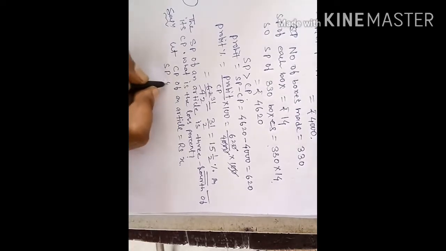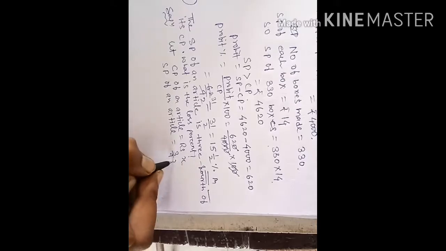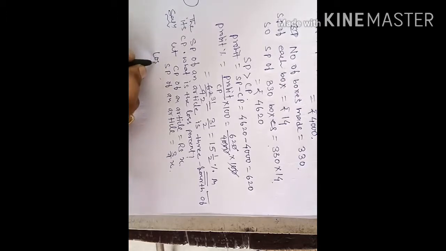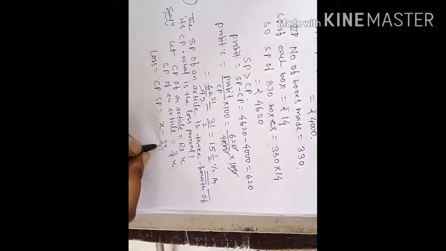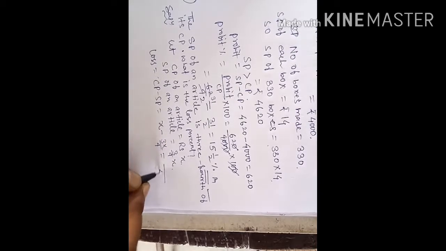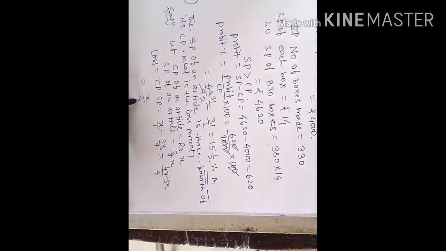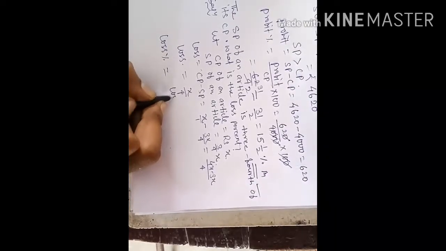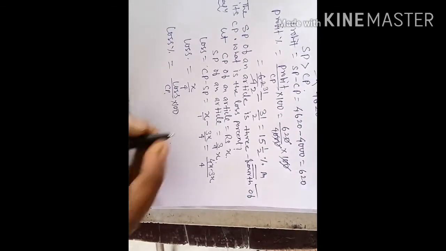So the selling price of an article is equal to 3/4 x. Here it is a loss, so loss is equal to CP minus SP. CP is x, SP is 3x/4. After subtracting we get (4x minus 3x)/4, so x/4. So loss is x/4. Now you have to find the loss percent. For loss percent we apply the formula loss by CP into 100.